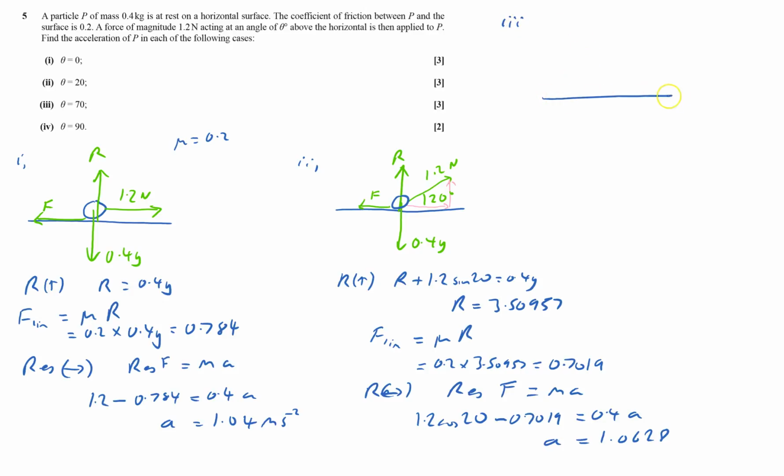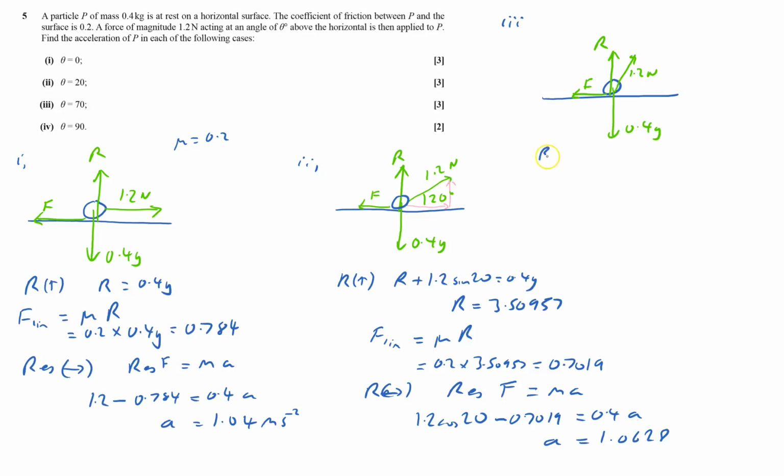I've now got 70 degrees. Draw the object and put the forces on. Good, weight, always put the weight on first, 0.4g. Normal contact force R. It's much steeper, this 1.2. And obviously friction opposes motion or desired motion. This is likely to be different to what's happened before, or else they're just asking us the same question again. So what am I going to do?